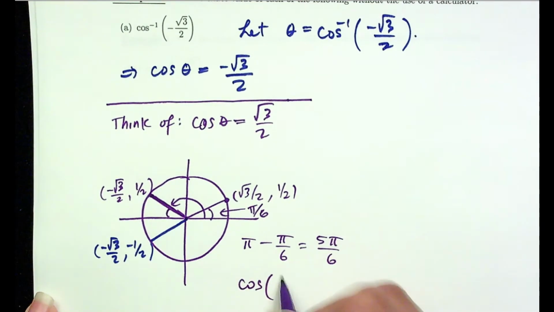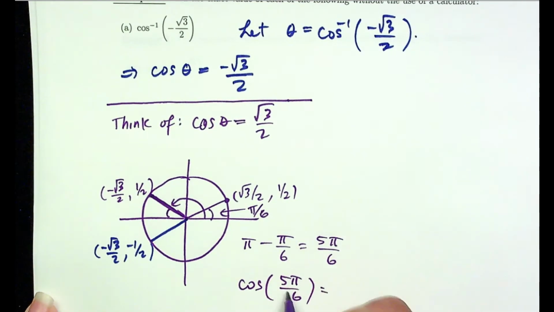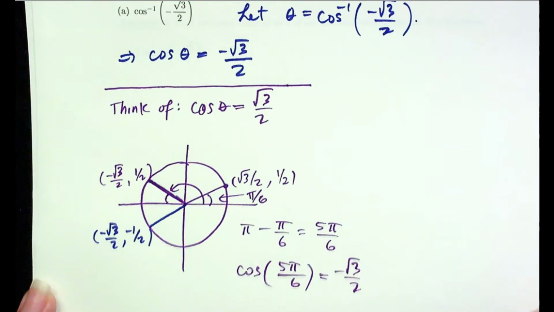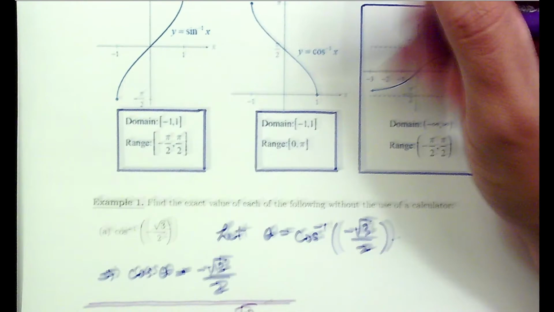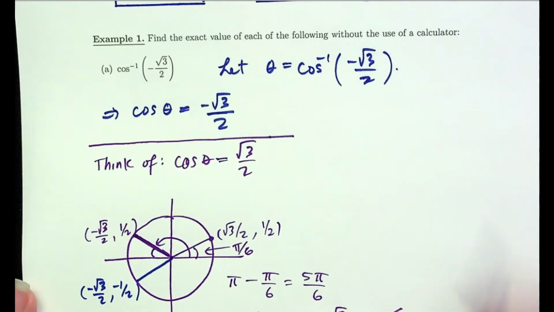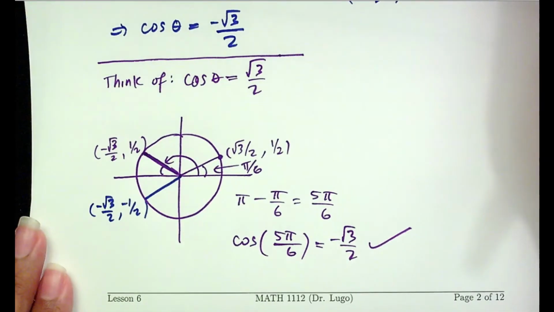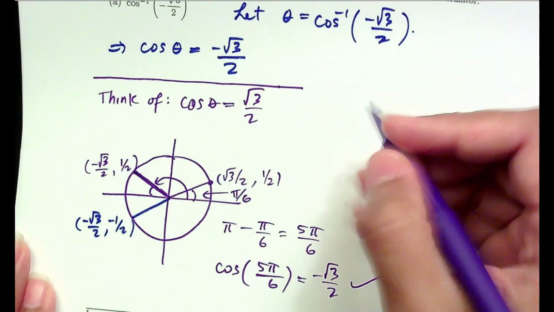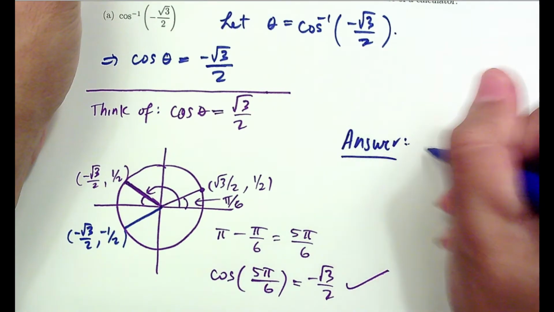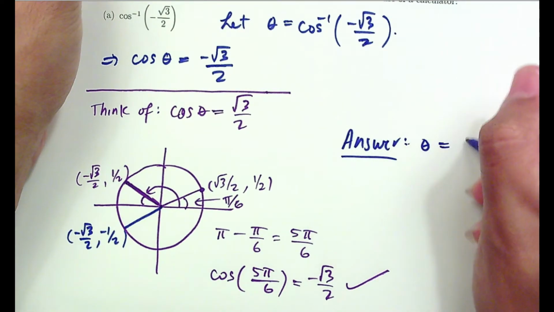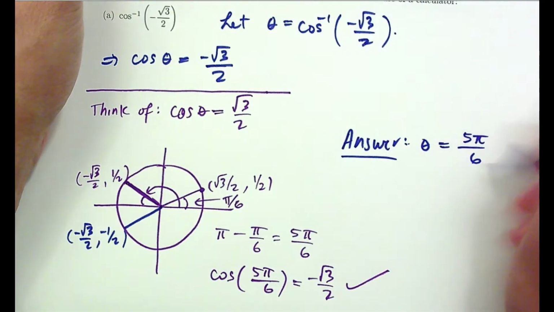The cosine of 5 pi over 6 is negative square root of 3 over 2, and it is in the right quadrant. It is in quadrant 2. It is between 0 and pi. So this angle checks both boxes. So that means the answer is theta is 5 pi over 6.